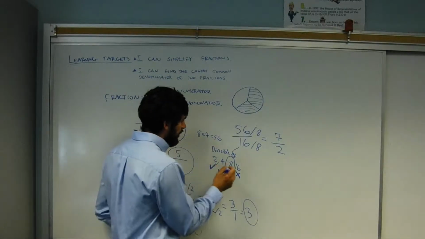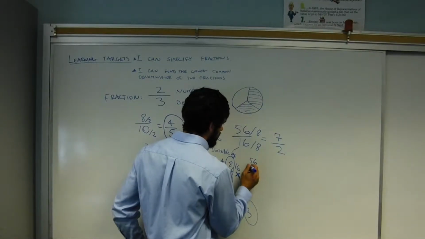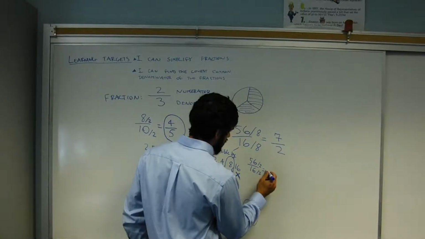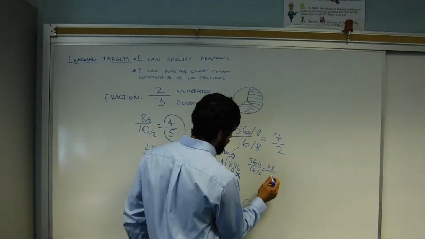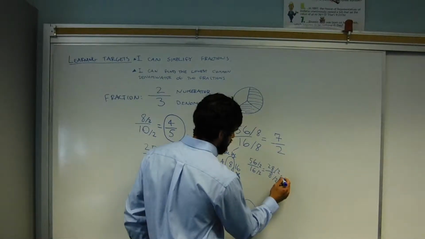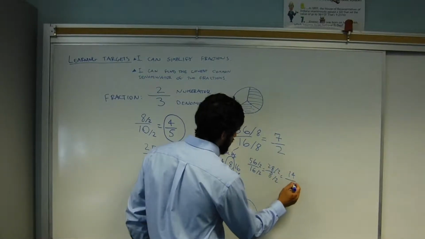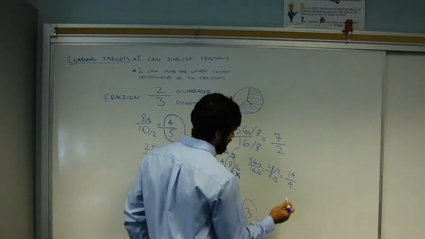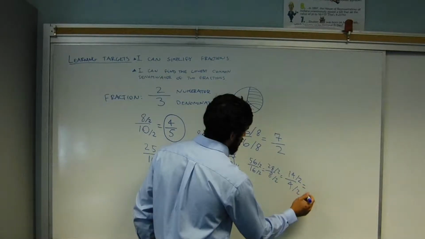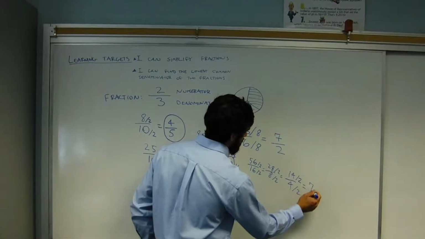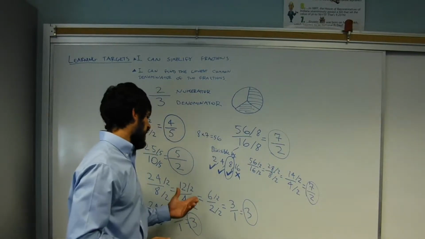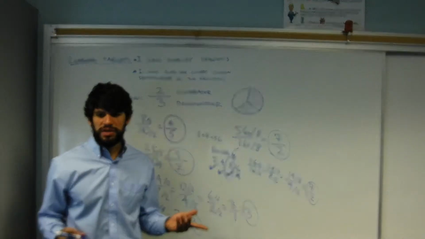And once again, if we started by dividing by 2 instead, we get 28 over 8. Both of those are divisible by 2, and we get 14 over 4. Once again, they're both divisible by 2, and we get 7 over 2, which is the same answer. So again, the same method works.